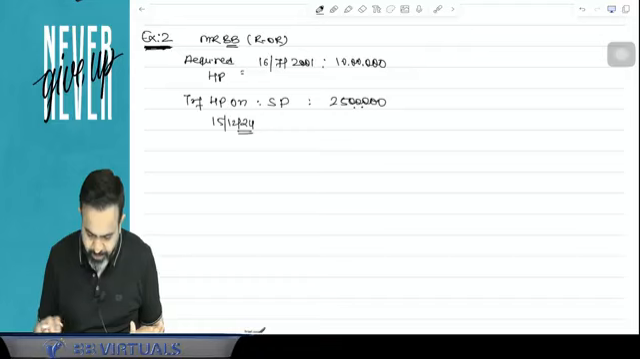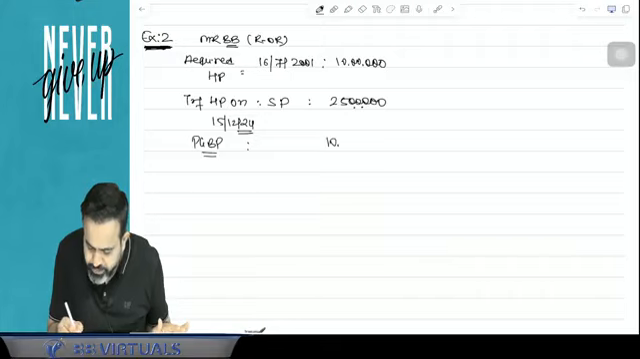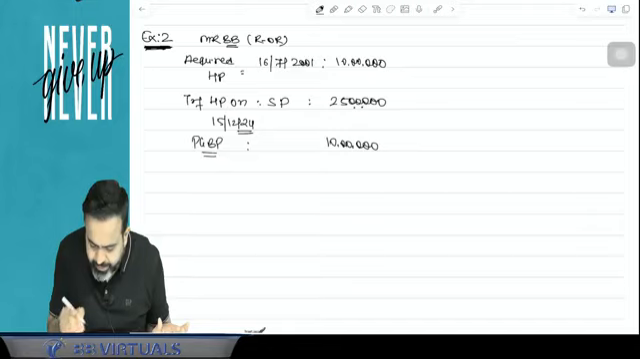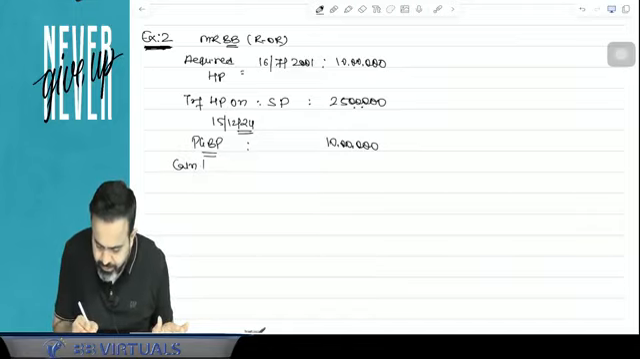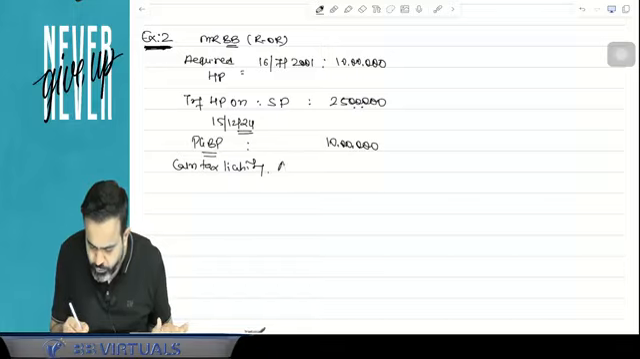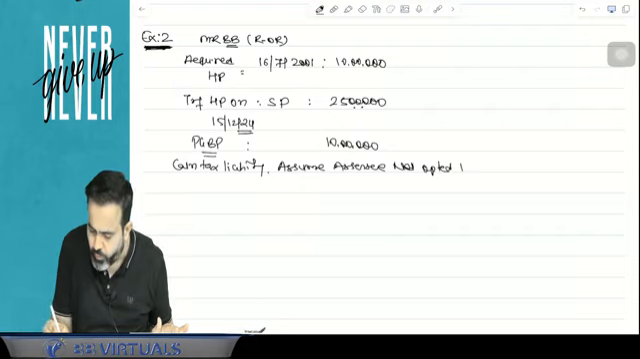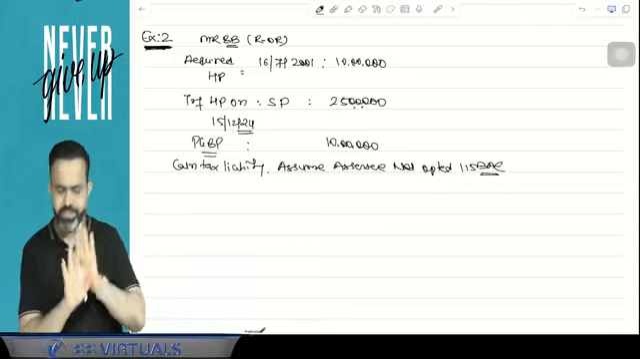Now my PGBP income is suppose 10 lakh. Calculate tax liability. Assume assessee has not opted for 115BAC. So just ignore 115BAC. 115BAC is not applicable.